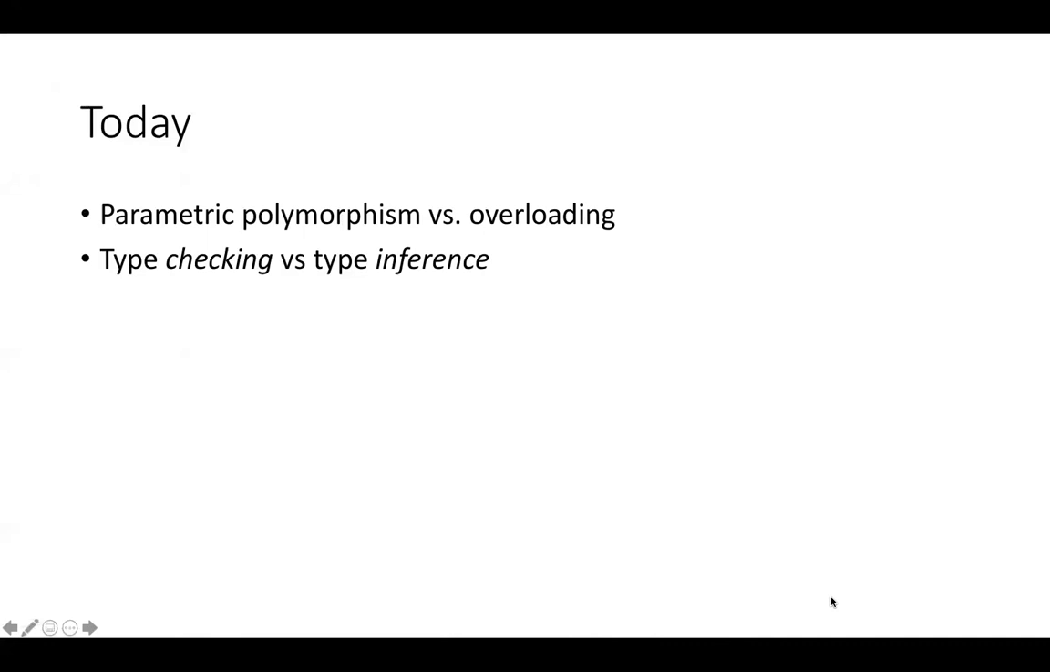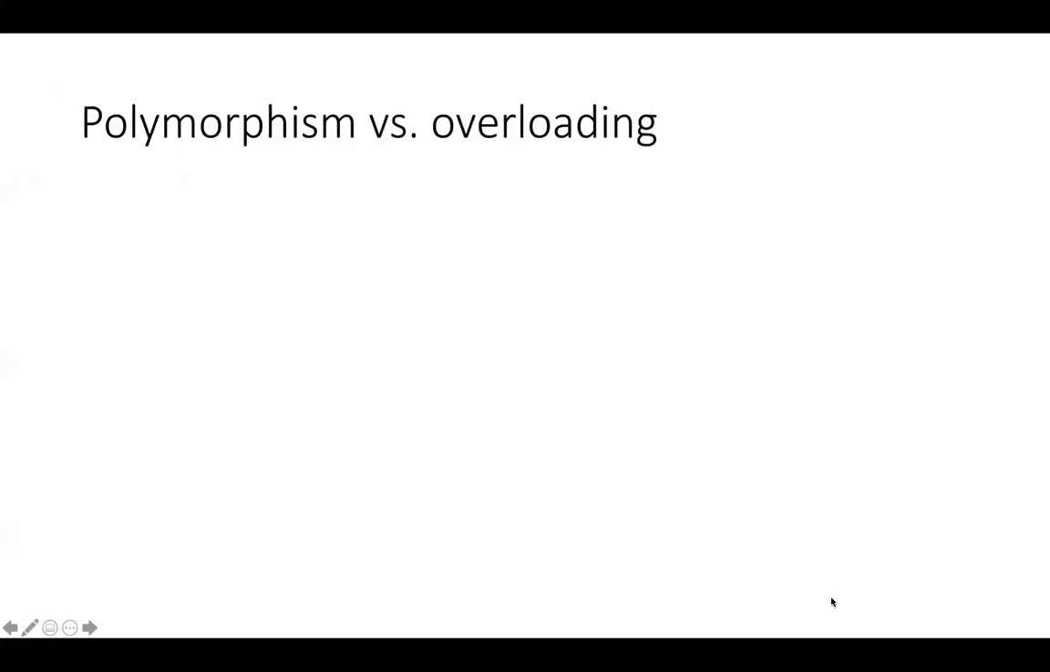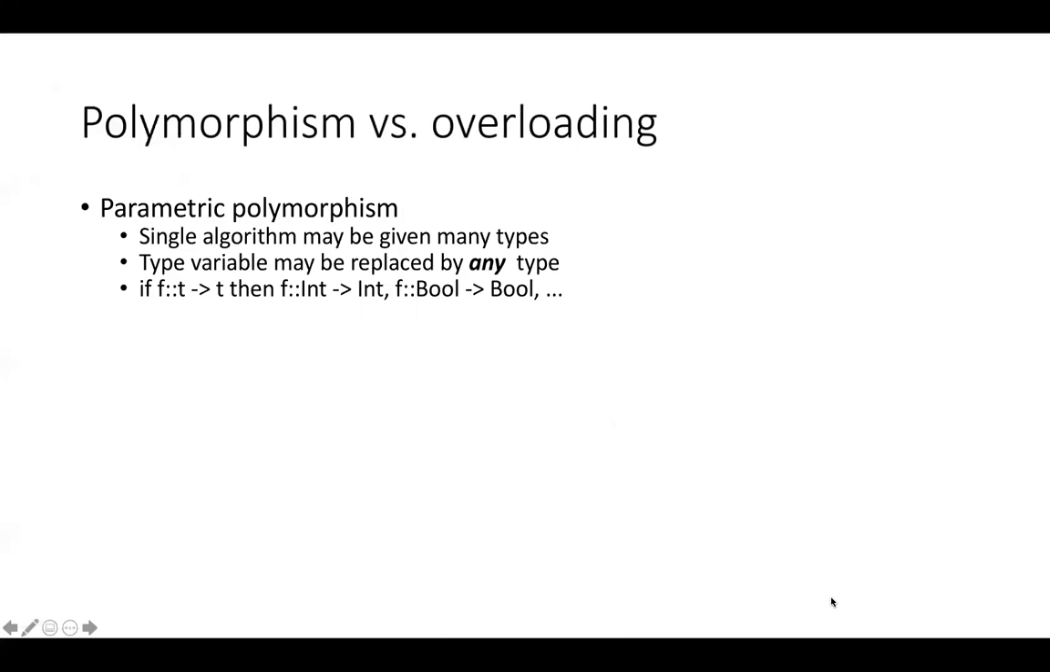Well, I should say the basic version of it is not too bad, but as you get into it, it can get quite complicated. So we'll try to draw a distinction between type checking and type inference. Then we'll talk about the basic type inference algorithm and go over the basics of it. The point is that I want you to understand a little about what type inference is under the hood and how you might implement it. So we're not going to go too in-depth into this. First, let's talk about parametric polymorphism versus overloading.